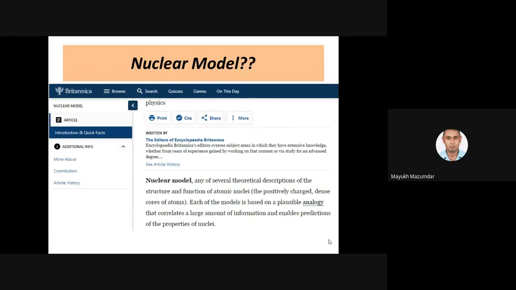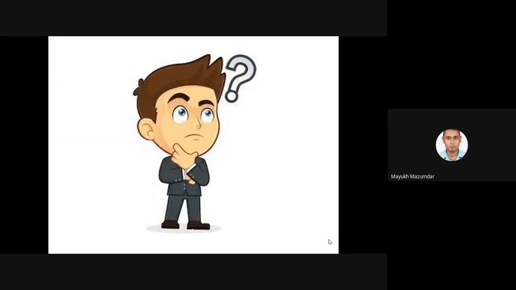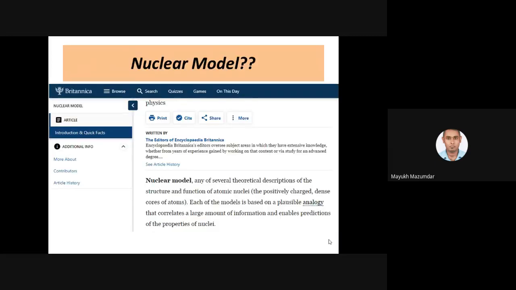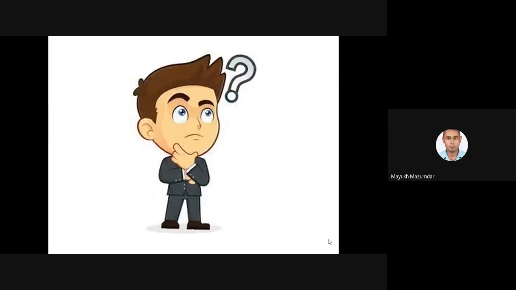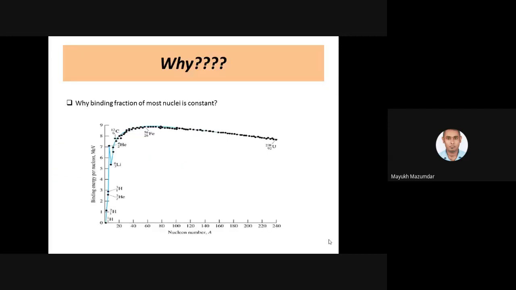Then we jumped into nuclear model, which tries to explain some of the phenomena which is visible, based on several theoretical descriptions and other theoretical edifices. There's no single model discovered till now which can explain everything satisfactorily, all the phenomena of the nucleus. So we began with some questions which led to the motivation of forming different nuclear models.